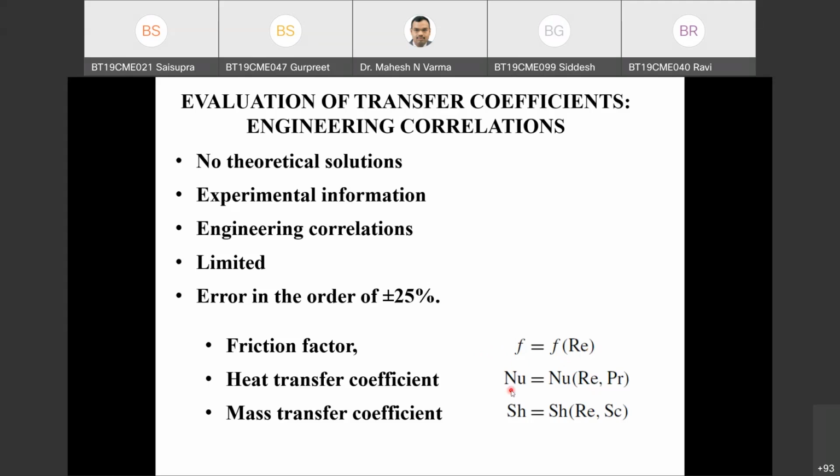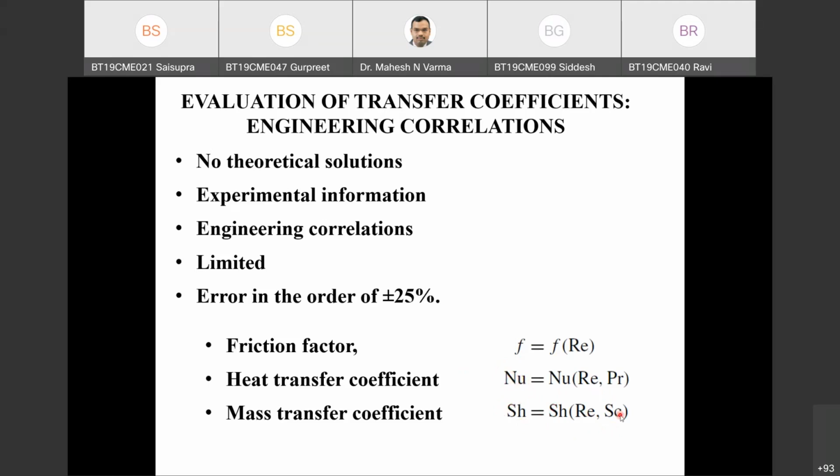Similarly, Nusselt number is a function of Reynolds number and Prandtl number. So you can say A into Reynolds number raised to B into Prandtl number raised to C. Likewise, you will get Nusselt number, and from Nusselt number you will have the heat transfer coefficient. Nusselt number is hL by k. Similarly, Sherwood number is a function of Reynolds number and Schmidt number.